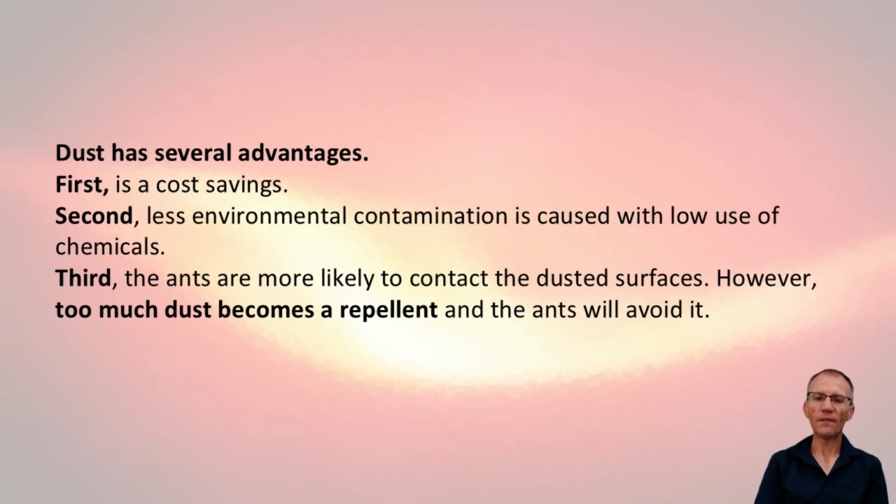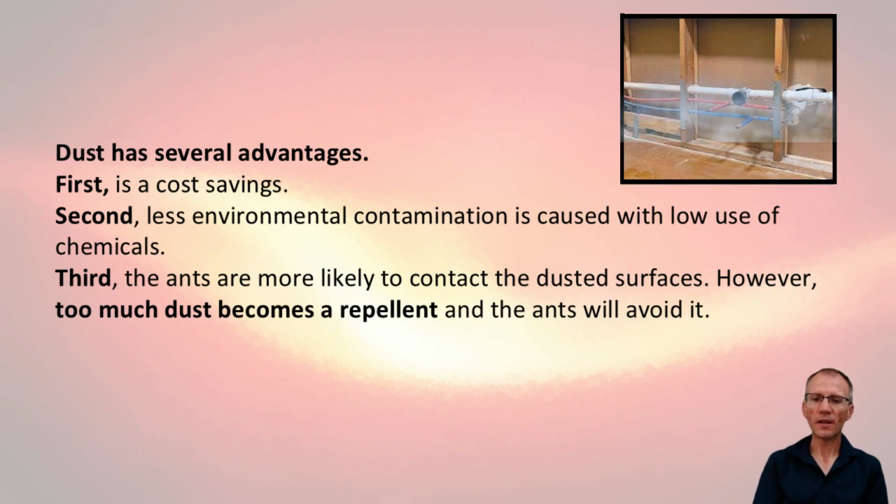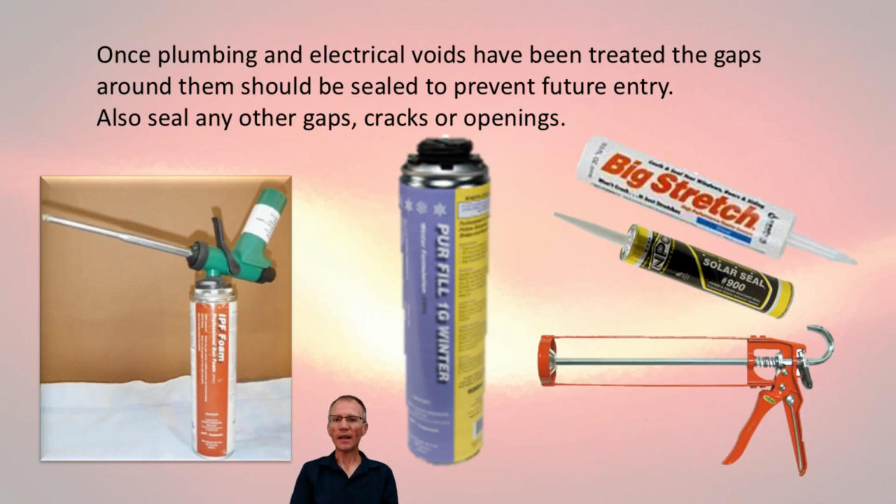Dust has several advantages. First is a cost savings. Second, less environmental contamination is caused with low use of chemicals. Third, the ants are more likely to contact the dusted surfaces. However, too much dust becomes a repellent and the ants will avoid it. Once plumbing and electrical voids have been treated, the gaps around them should be sealed to prevent future entry.